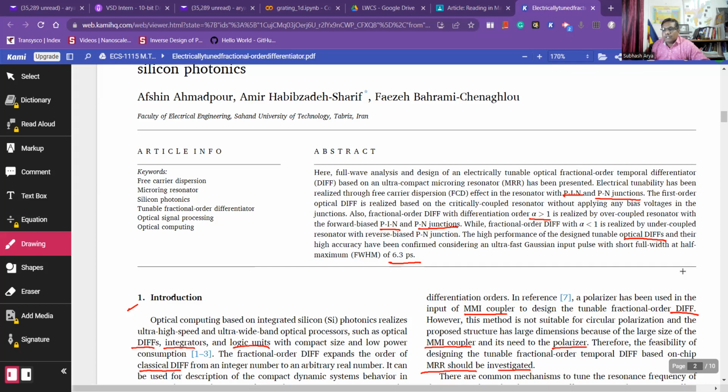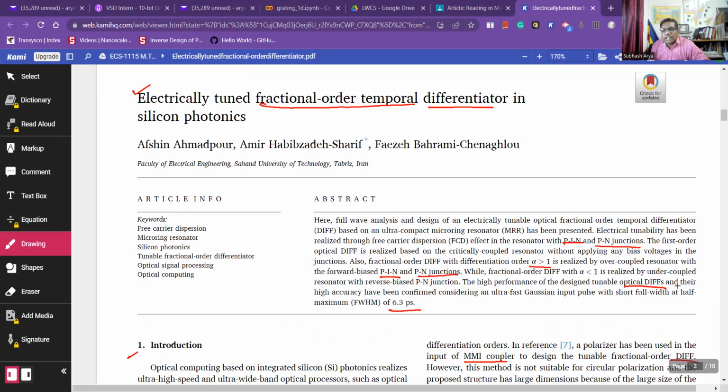The high performance of the designed tunable optical differentiator and their high accuracy have been demonstrated considering an ultra fast Gaussian input pulse with short full width at half maximum of 6.3 picosecond. So let us see what it is trying to tell. First of all, there is a fractional order temporal differentiator based on an ultra compact micro ring resonator.